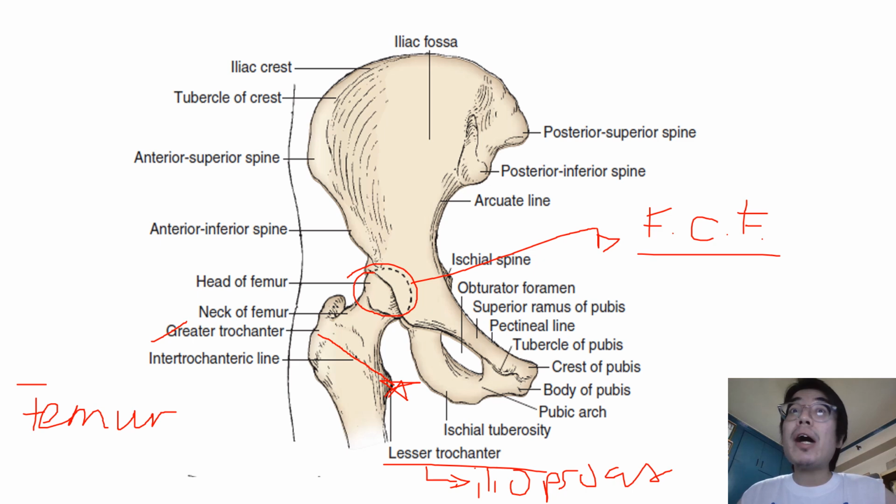The linea aspera, though not shown here, is a rough ridge on the shaft of the femur itself. The linea aspera exhibits lateral and medial lips that provide attachments for many muscles and the three intermuscular septa. Finally, the pectineal line. The pectineal line runs from the lesser trochanter to the medial lip of the linea aspera, and the pectineal line provides an insertion for, as the name suggests, the pectineus muscle.